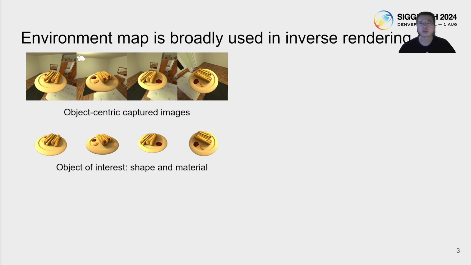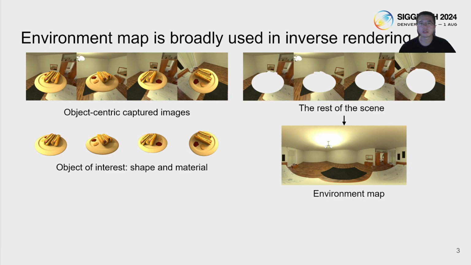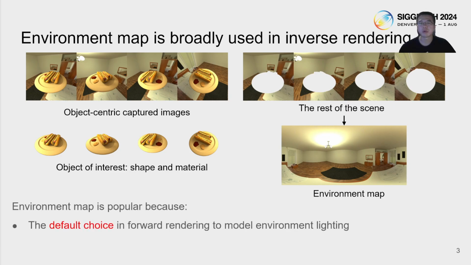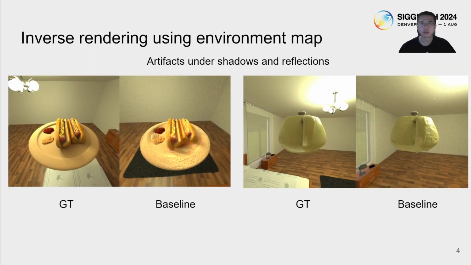Given object-centric captured images, inverse rendering tends to model the object in terms of shape and material, while approximating the rest of the scene as a distant environment. The environment map is popular because it is a default choice in forward rendering to model environment lighting. It is also widely implemented in physics-based renderers like PBRT and Mitsuba 3. Inverse rendering solutions tend to follow the tradition of forward rendering. However, using the environment map can lead to inaccurate inverse rendering results. In these cases, we can see artifacts around inaccurate shadows and bumpy geometry around glossy reflections.